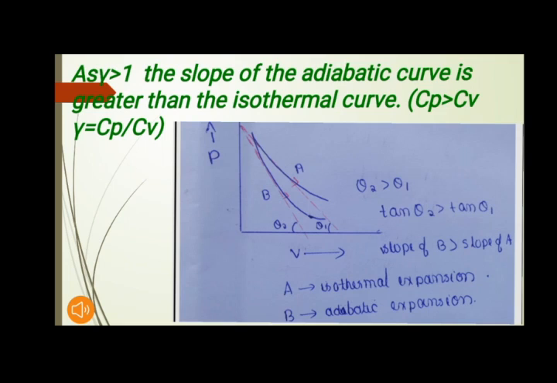Therefore, tan theta 2 is greater than tan theta 1. Here tan theta means the slope, that is dp by dv. So by looking, we can understand that the slope of B is greater than the slope of A. So we can say that A is isothermal expansion and B is adiabatic expansion. Here it is called expansion because as the pressure decreases, the volume is increasing. The arrow mark indicates that the volume is increasing.